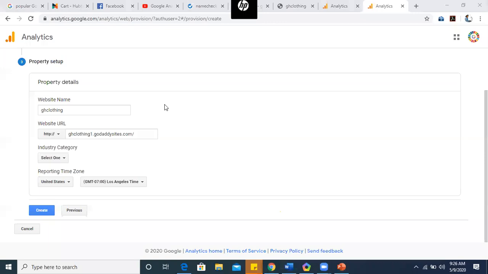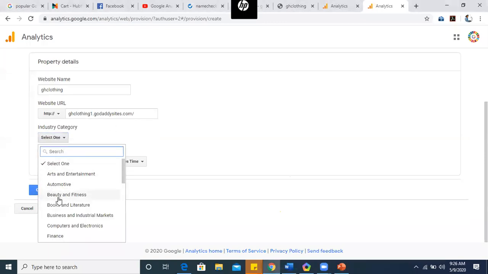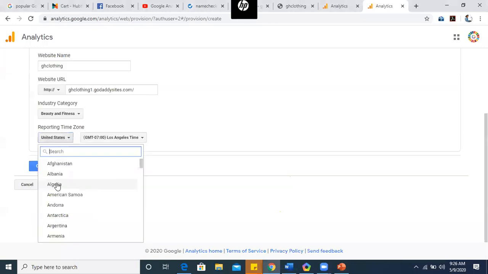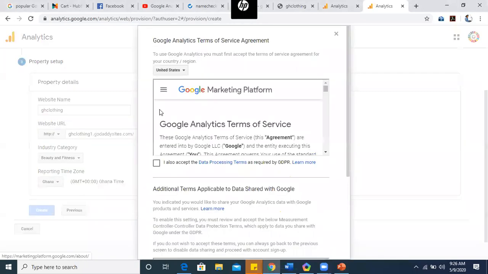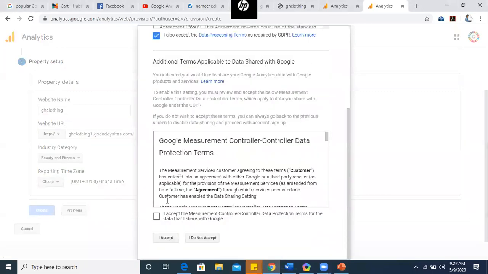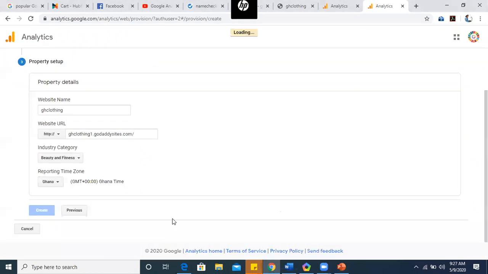Okay, so I come and put it in there. And then I select my area. I'm into beauty, okay? And then I go to Ghana. I select Ghana. I'm in Ghana. So then I go to create. Once I go to create, I accept the license agreement, and then I accept.